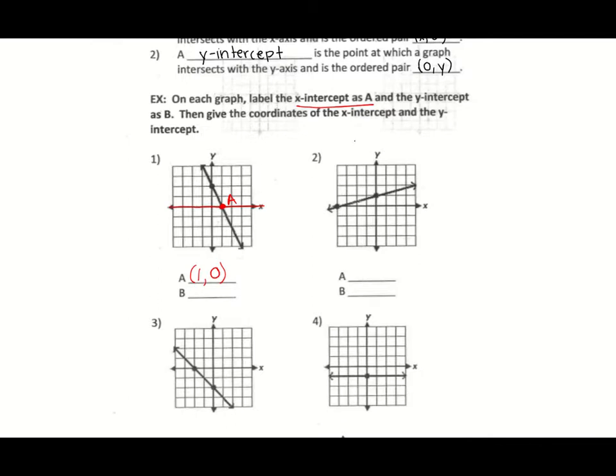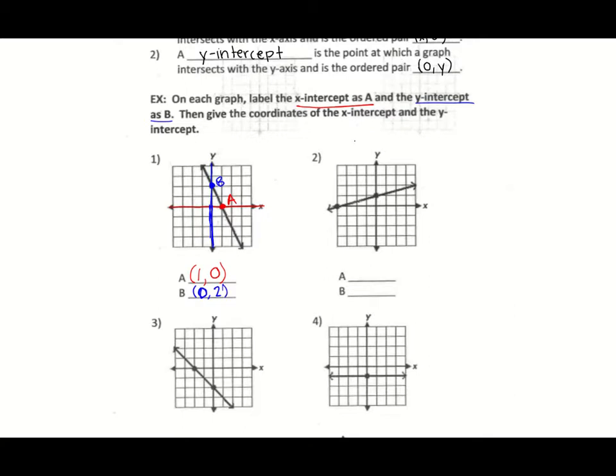Now for our y-intercept as B, we want to look and see where does it cross this y-axis. And we can see our line crosses right here. So this point is our y-intercept, our B. For our y-intercept, our x value is 0. We don't go left or right at all. So our first coordinate point is 0, and then it looks like we are going up 2 from the origin. So that gives us a y value of 2.